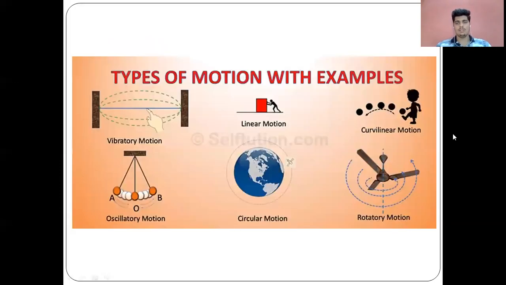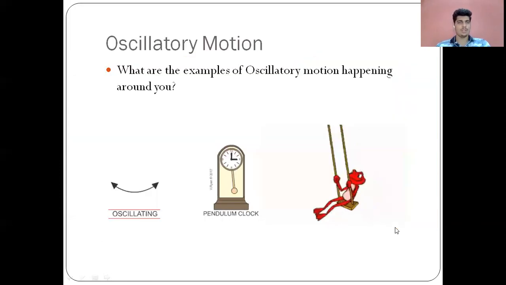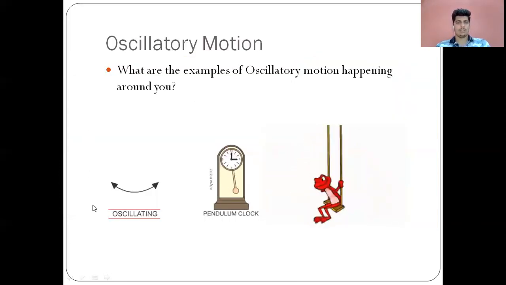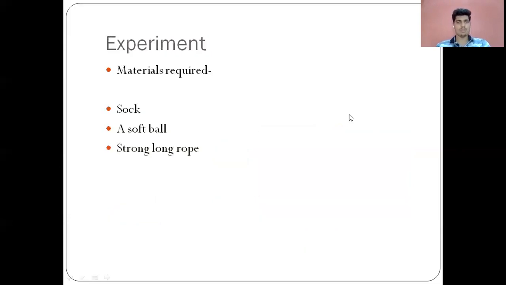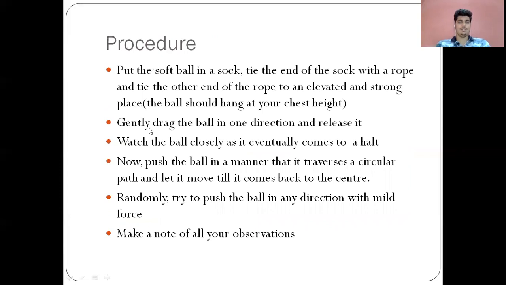Next, we saw some types of motion: vibratory, linear motion, and curvilinear motion, and we learned why it is called curvilinear motion. Then oscillatory motion, circular motion, and rotatory motion. And here are some common examples of oscillatory motion. Then we had an experiment where we observed kinds of motion of a ball hanging from a wall, a solid thing.